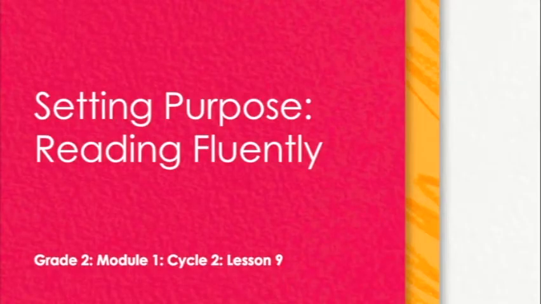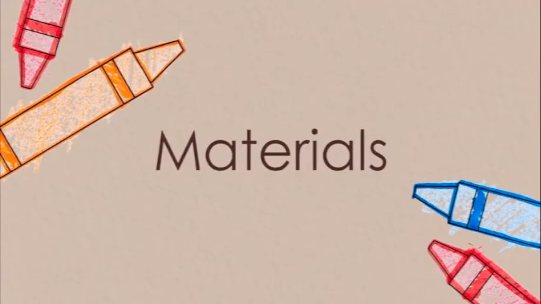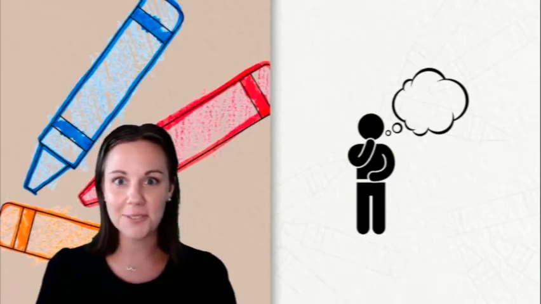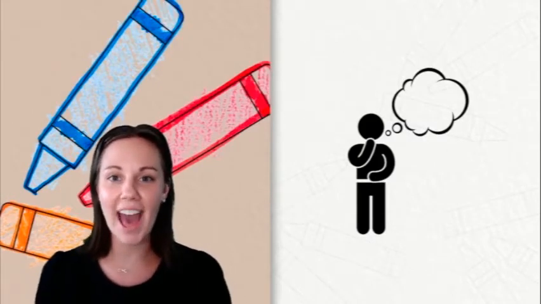Let's jump right in. The focus for today is fluent reading. As we go through the lesson, we'll talk about what that looks like and sounds like. This is Module 1, Cycle 2, Lesson 9. Materials! Your material for today is that thinking cap.